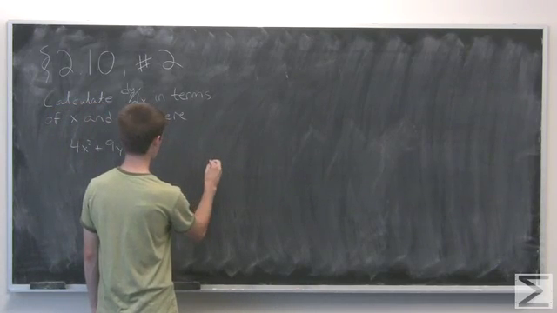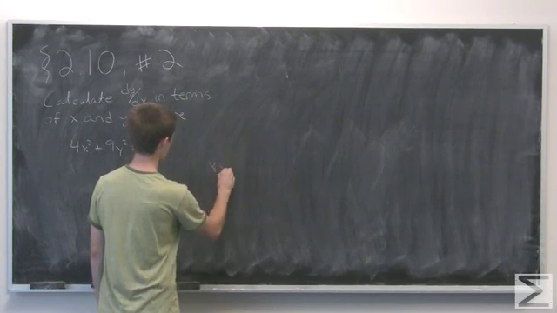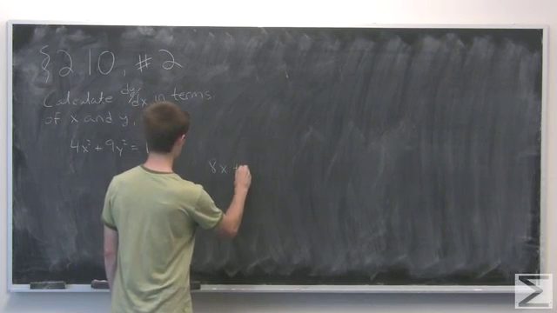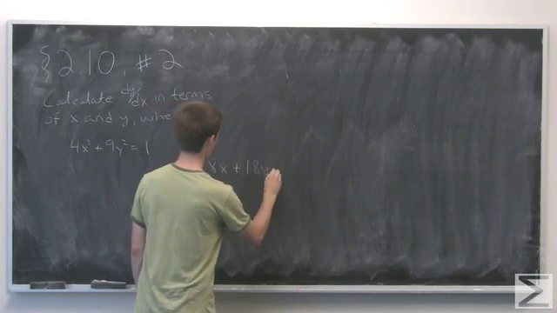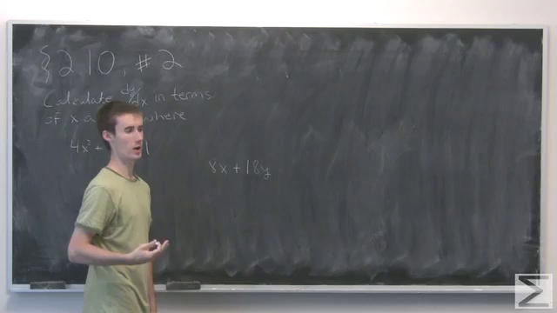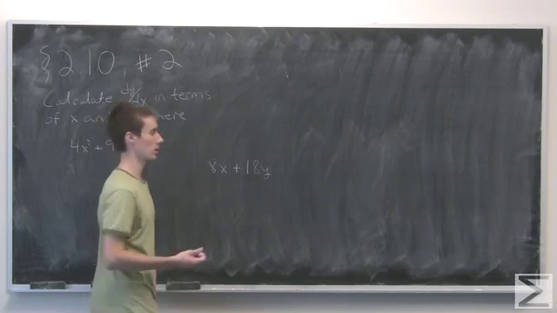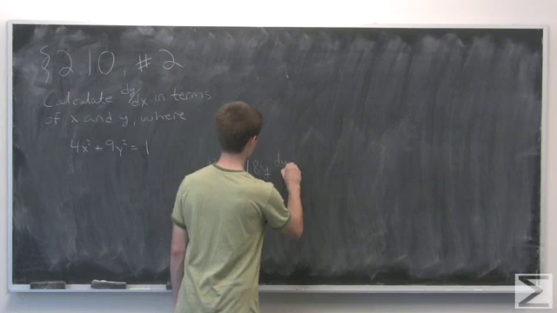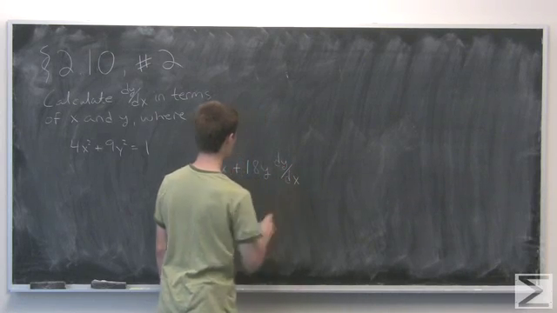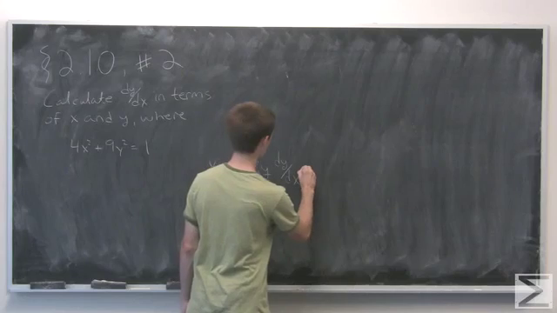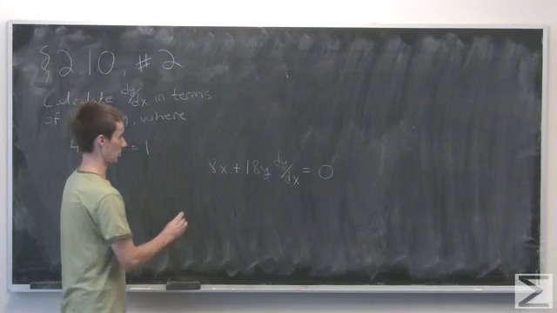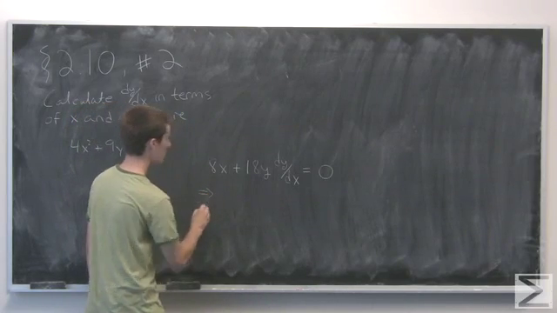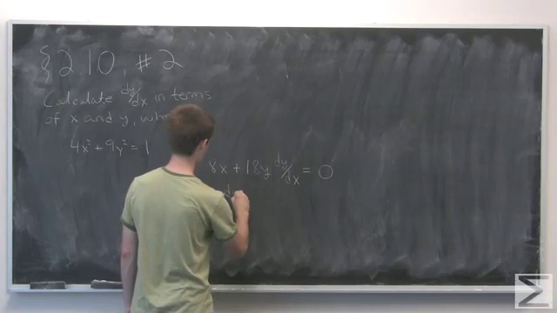So take the derivative of the left-hand side. We have 8x plus 2 times 9, or 18y. Now, since y is a function of x, we use the chain rule and multiply by dy/dx. And on the right-hand side, the derivative of a constant is just 0. Now we can go ahead and solve for dy/dx.